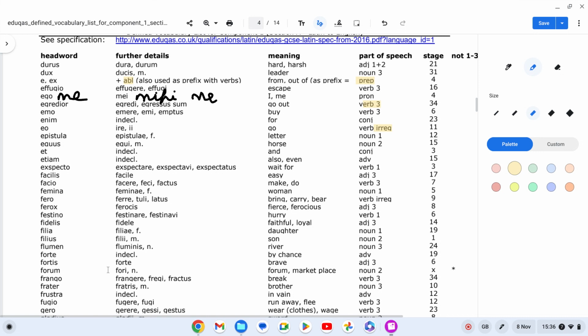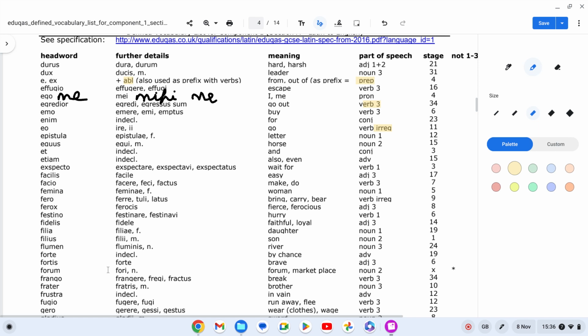Etiam means also or even. Technically, it's a mix of et and iam, so and now, which I guess kind of makes sense with also and even. So, and now is also the same sort of thing, saying also, even.